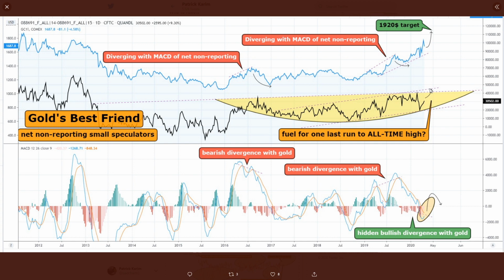and have the net non-reporting small speculators go up, driving the price, gold following that price action, going all the way up. So right now we have the ratio giving clues that we have room to go up, and just the net non-reporting small speculators, another one going up.